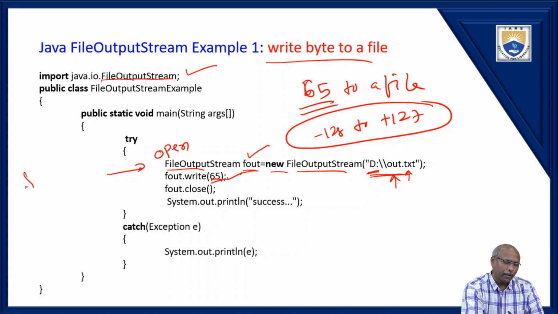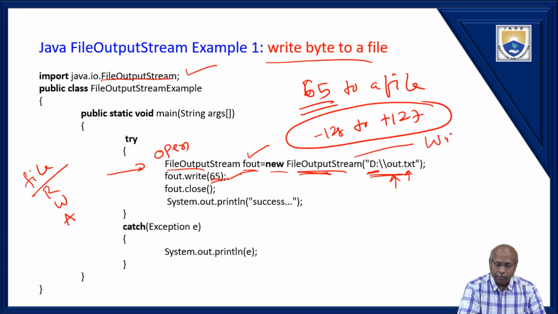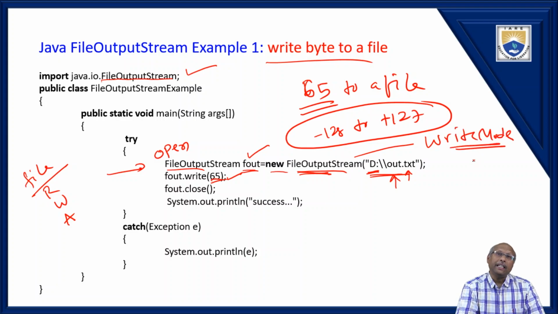While opening a file, there are three modes: read mode, write mode, and append mode. When you are using FileOutputStream, it always comes under write mode. So now it is ready to write. After opening the file, then write. After writing, what is the last task? The last task is to close it. There is a method called close. Then print the success message. Automatically 65 will be written to the file.